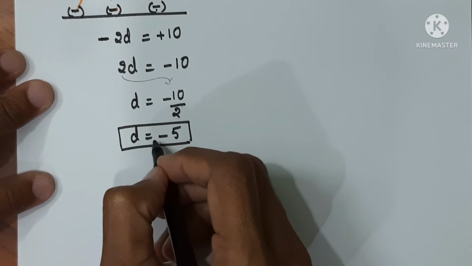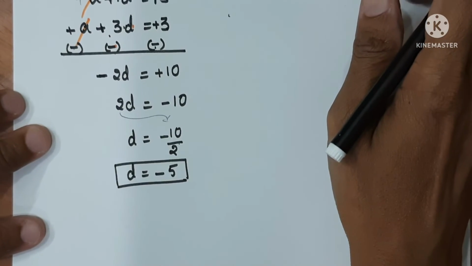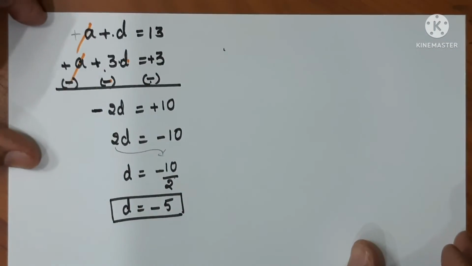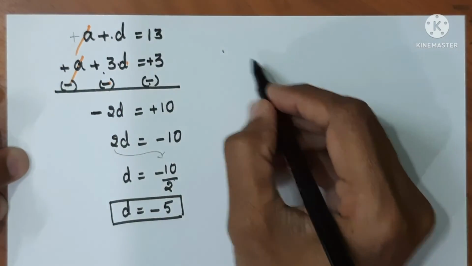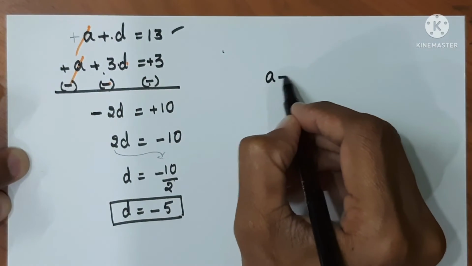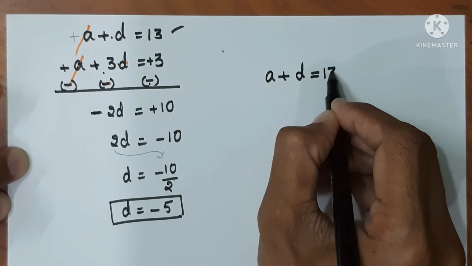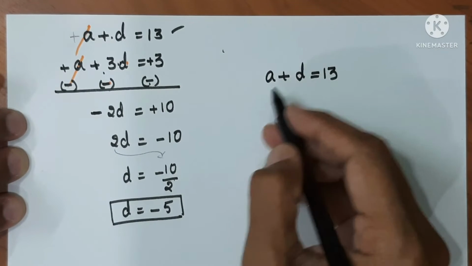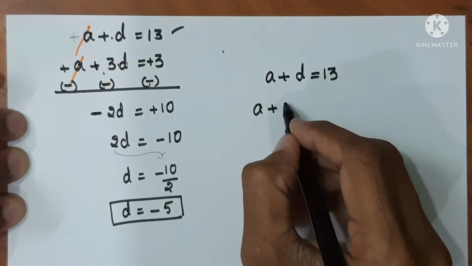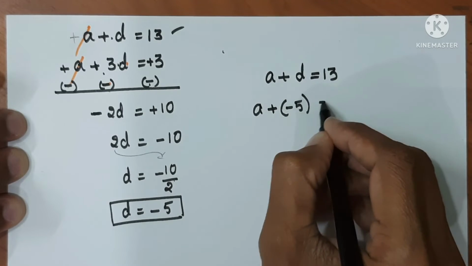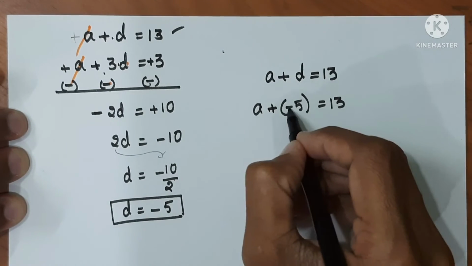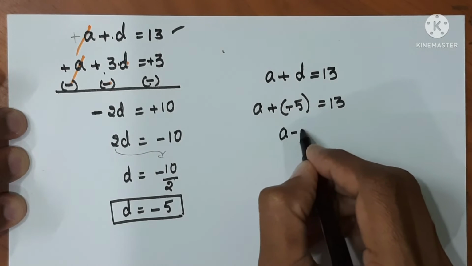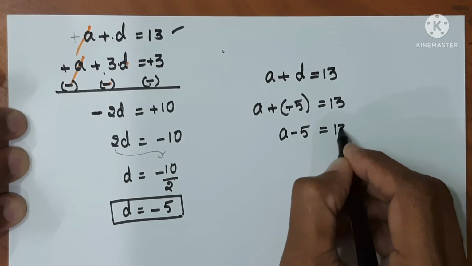We have got the common difference value. Now let us find the first term value. Let us take any one of these equations. I will take the first equation: a plus d will be equal to 13. Now we have got the d value, so let us substitute it. d value is minus 5, so a plus minus 5 equal to 13. Here plus into minus is minus. a minus 5 will be equal to 13.